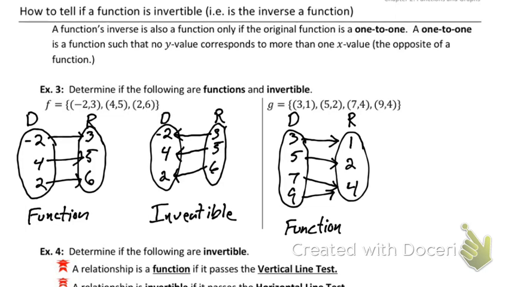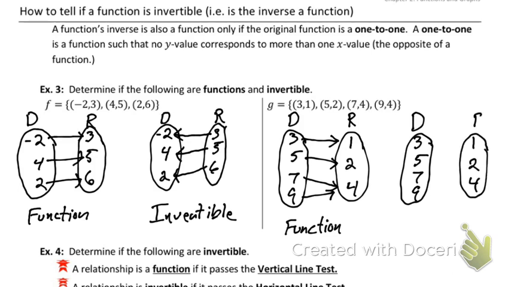Now we're going to check to see if it's invertible. So we have our domain elements, which are 3, 5, 7, and 9. Then we have 1, 2, and 4, our elements of our range. Well, if I go backwards, that 1 would map to the domain of 3, 2 would map to 5, 4 would map to 7, and 9. That would not be invertible.